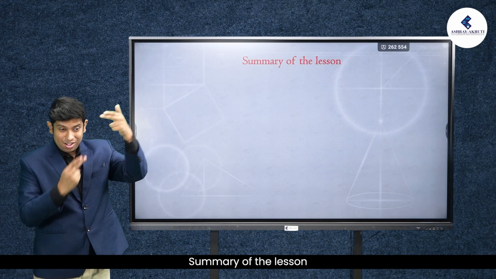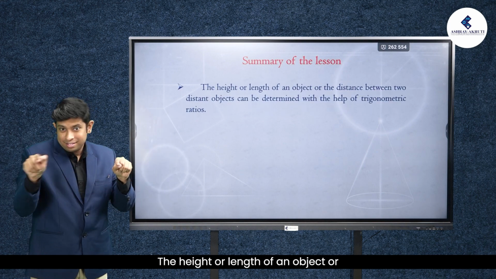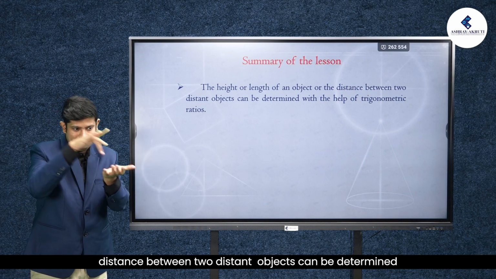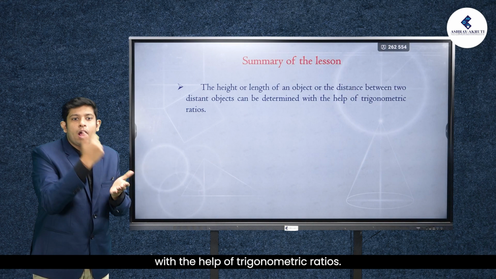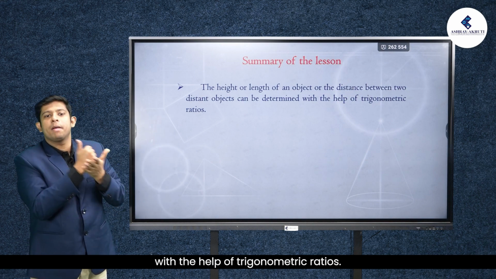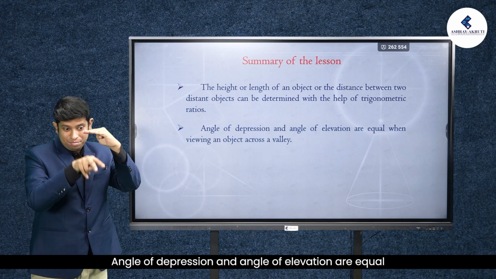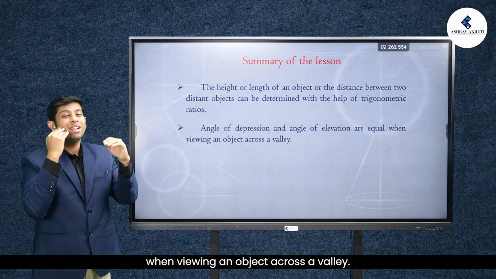Summary of the lesson. The height or length of an object or distance between two distant objects can be determined with the help of trigonometric ratios. The angle of depression and angle of elevation are equal when viewing an object across a valley.